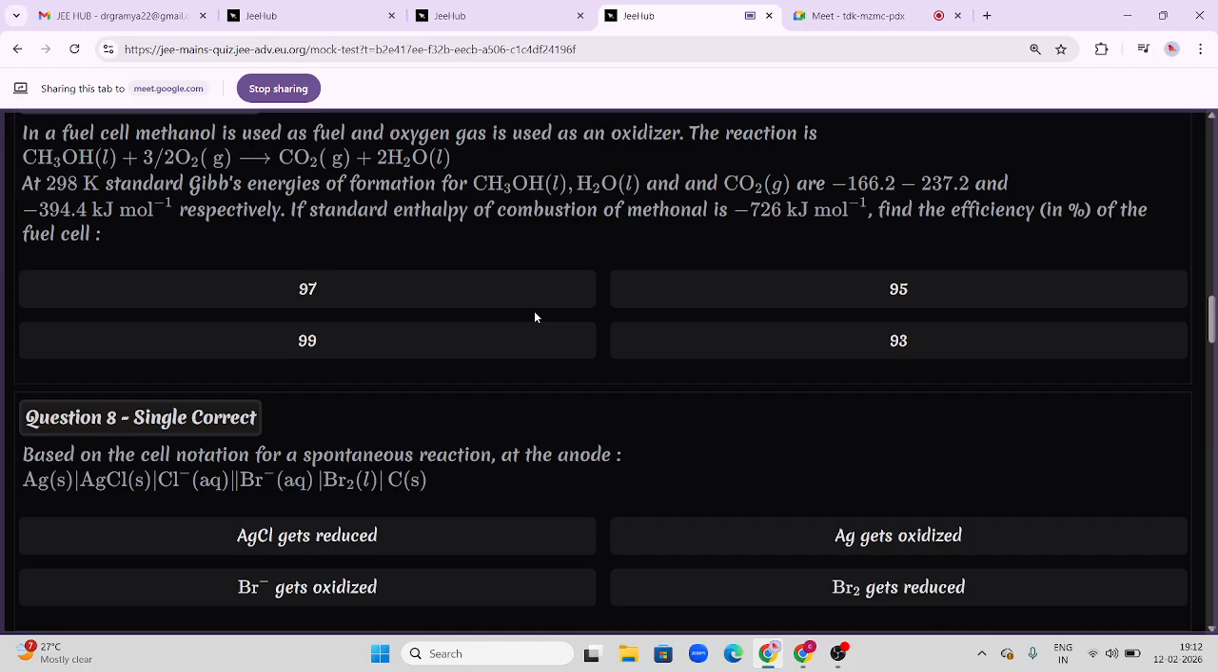Tarun, tell me the steps. How are you going to do this problem? First, we can find the delta G of the reaction. Delta G of products minus delta G of reactants.